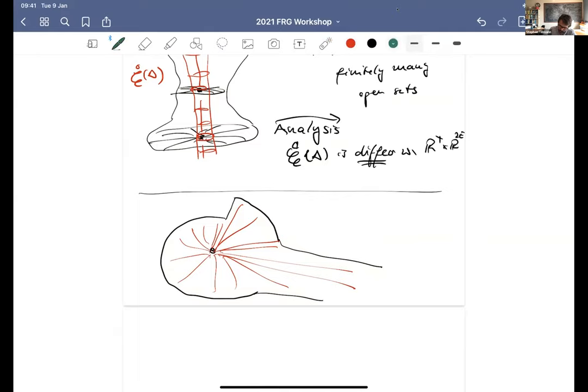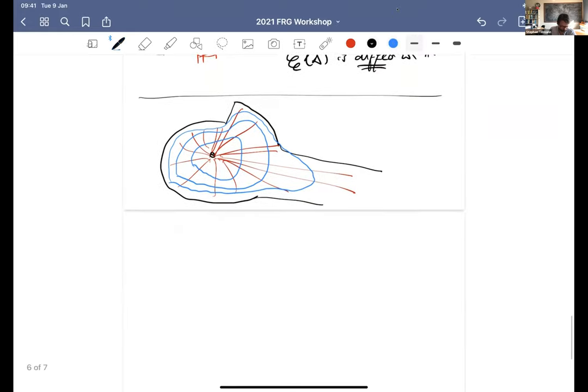But actually, in some sense, you can smooth this out here. One way of thinking about what's happening is you exhaust the set by sets with smooth boundary, yeah? So that's one way of seeing how this diffeomorphism to R^n might work. Okay. So anyway, this is one thing here.